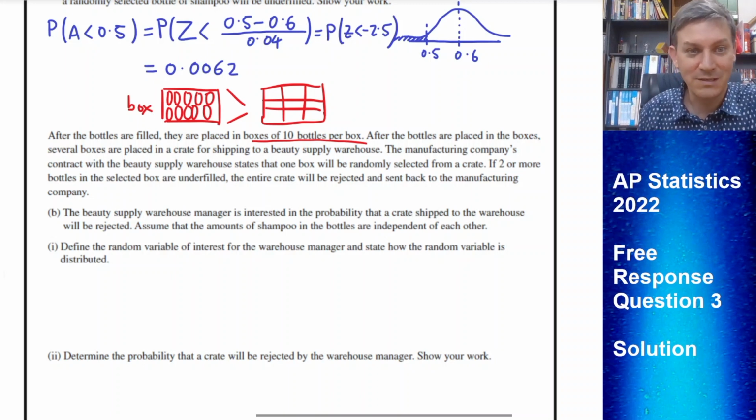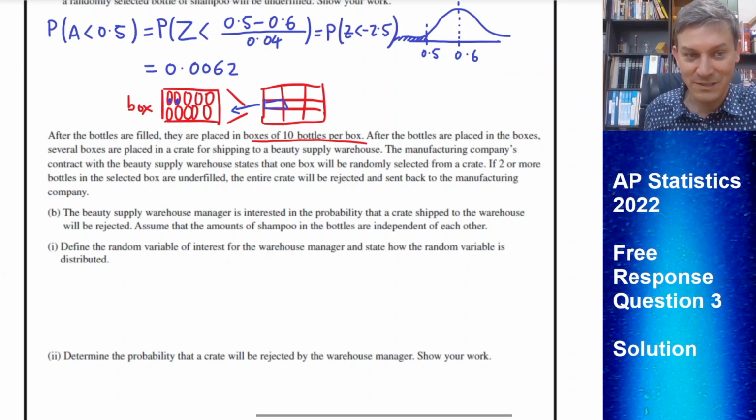Okay, and how do you check whether a crate is rejected or not? Well, you pick one box from the crate, let's say it's this box, and you look at the filling of the bottles, and if 2 or more of them are underfilled, then the crate is rejected. Okay, so that's the criteria for a rejection of a crate. You pick a box at random. If 2 or more bottles are underfilled, then the crate is rejected.